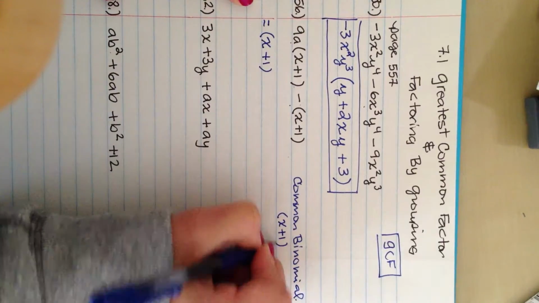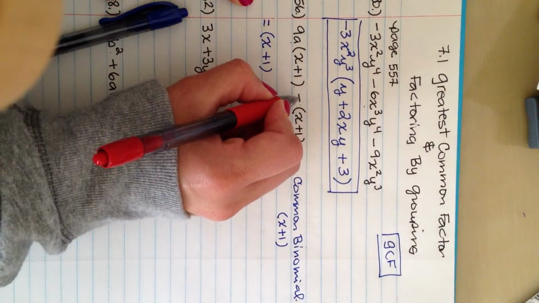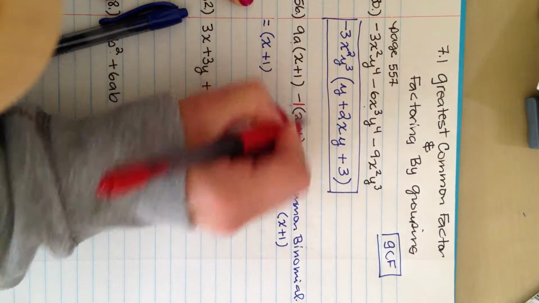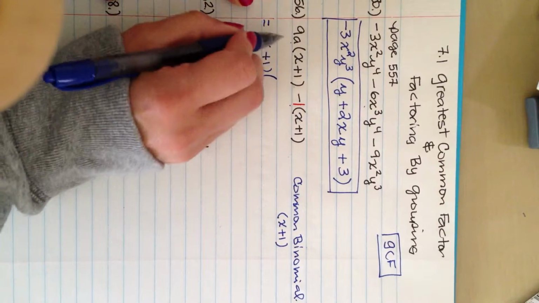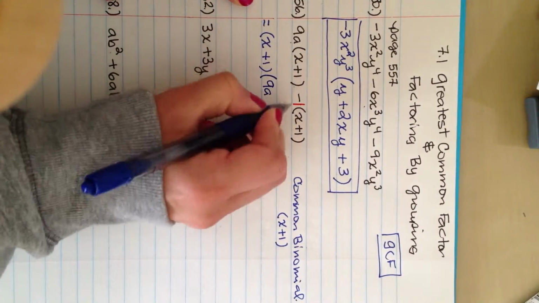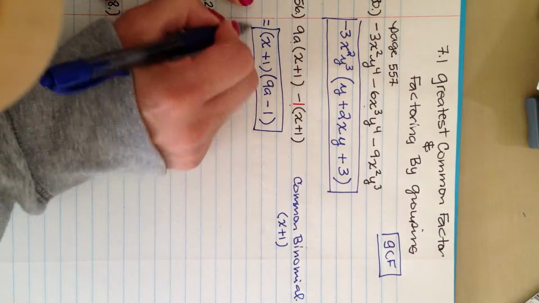Okay, that gets factored out, and then we have to be careful here. Since we have a negative here, you can remind yourself, just put a 1, and once x plus 1 is factored out, you're left with a 9a minus 1, and that's our final answer right there.